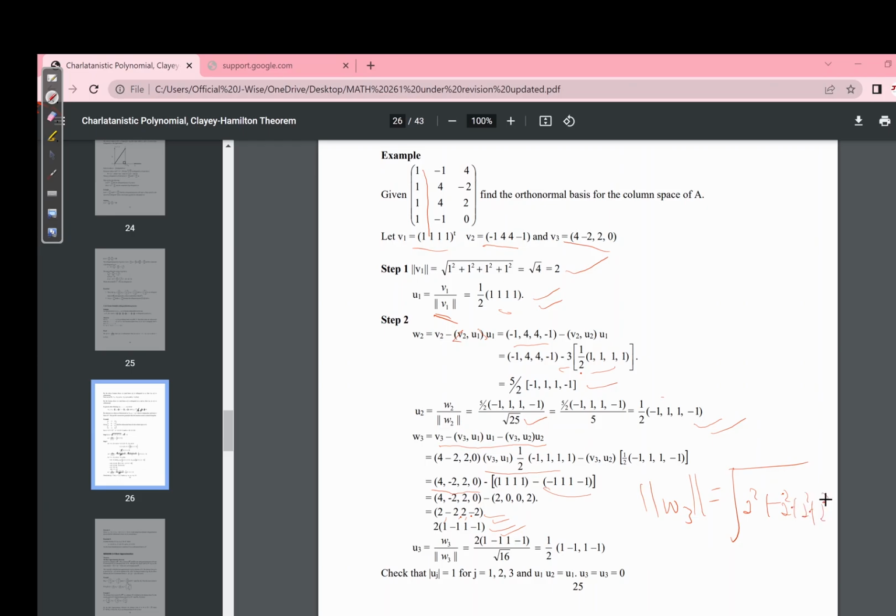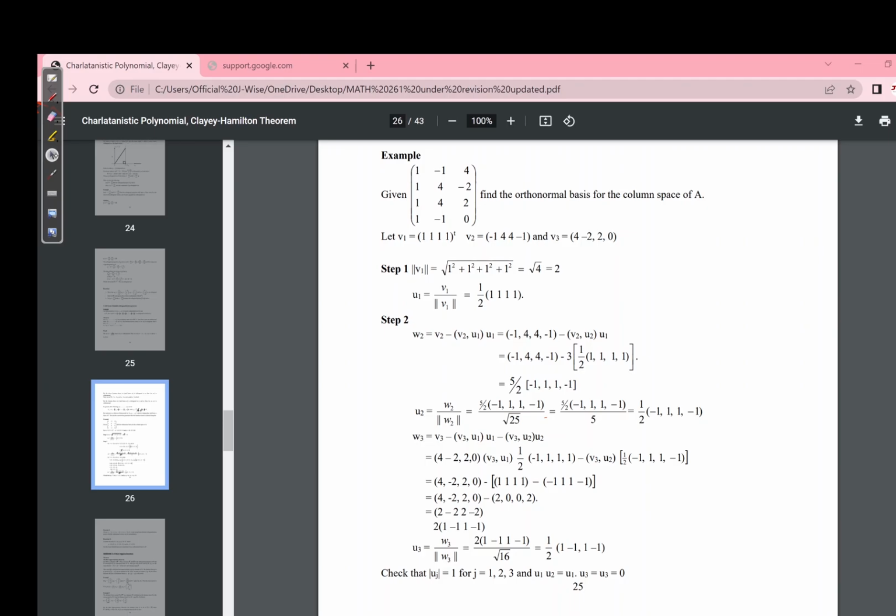Okay, 2 squared is 4 4 4 4. So 4 plus 4 plus 4 plus 4 is square root of 16. Yeah, that's what we have here, square root of 16. Okay, and we know square root of 16 is what? 4. Okay, so it will be 2 over 4, but you see 2 goes into itself once and goes into 4 twice, so we get half of 1 minus 1 1 minus 1. Okay, so we have generated our orthonormal set of vectors u1 u2 u3. You can verify. Okay, so that is that thing we have.